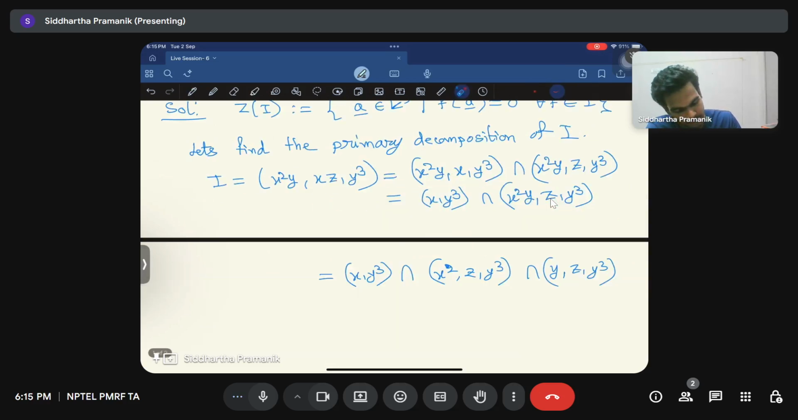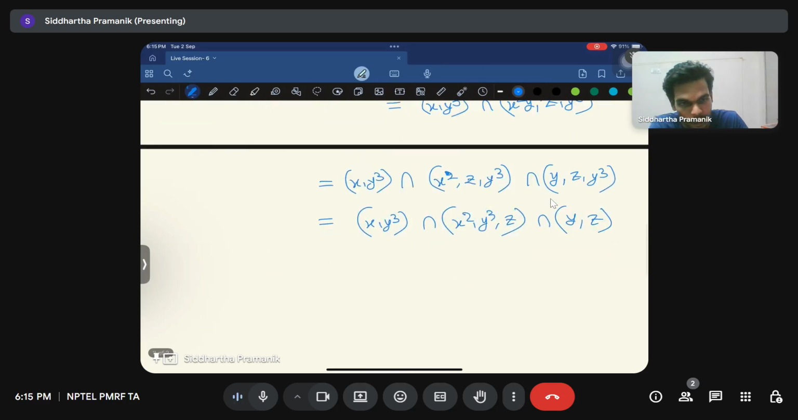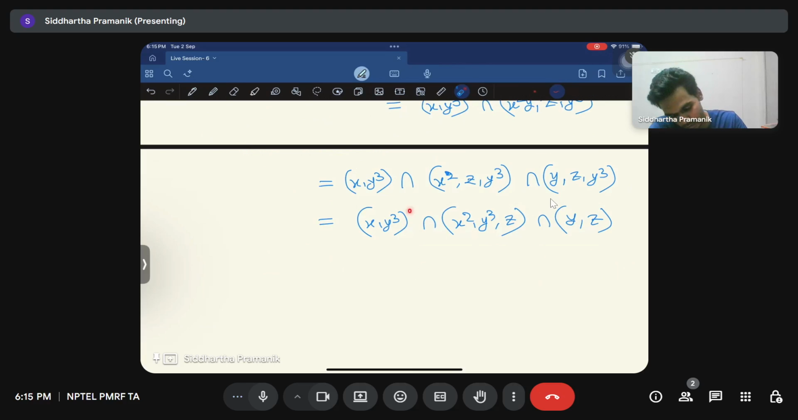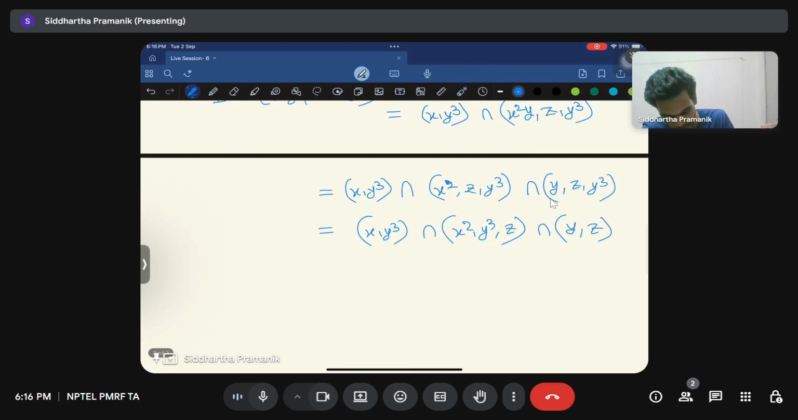Now here y is here, yq is also here, so yq is irredundant. So we can write this as (x, yq) intersection (x square, yq, z) intersection (y, z). So this will be the primary decomposition, because these are primary ideals and none is redundant. So this is the primary decomposition.